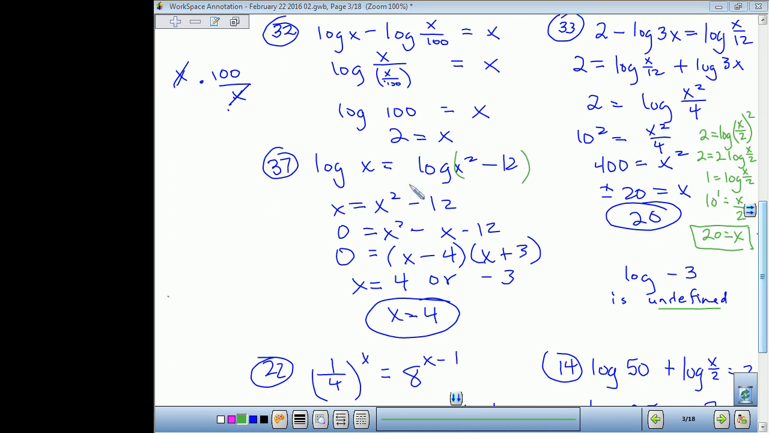All right, 37. They gave us these 2 equivalent logs, so we set them equal, we solve, we get this extra answer that doesn't work. Log of negative 3 is undefined, therefore x equals 4 is our only solution.